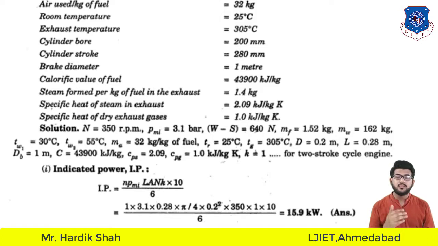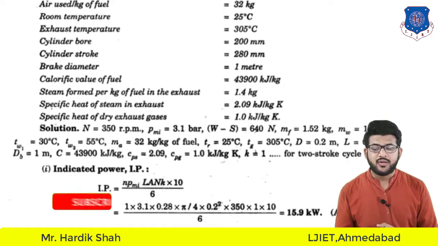Also measure the time that you take for the calculation, because in written exams the time bound is always there. So make sure that you complete the example in some period of time, so you can move to the other parts. So this was our first one, the IP, that we have found. Next point: brake power.